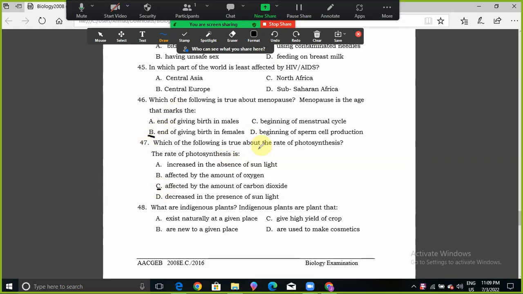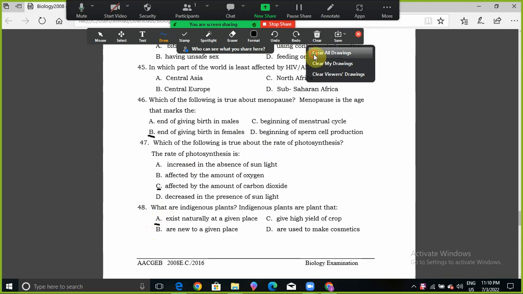Question number 48 says: what are indigenous plants? Indigenous plants are plants that exist naturally at a given place, are new to a given place, give high yield of crop, or are used to make cosmetics. The answer is A, exist naturally at a given place. So the correct answer for question number 48 is A.